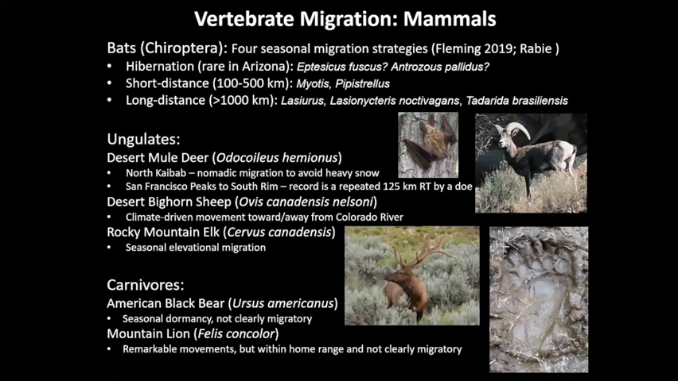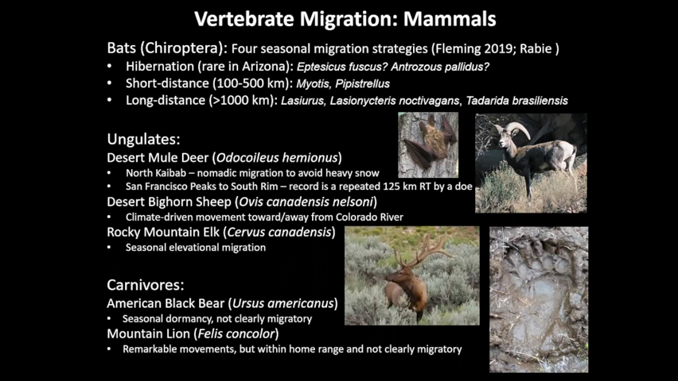Desert bighorn sheep engage in a kind of nomadic, climate-driven movement toward or away from the Colorado River, depending on how wet the year is. Rocky Mountain elk undergo quite a bit of seasonal migration, avoiding snow, as the mule deer do as well. But there have been Rocky Mountain elk seen down in around Phoenix even. So quite a bit of movement there.